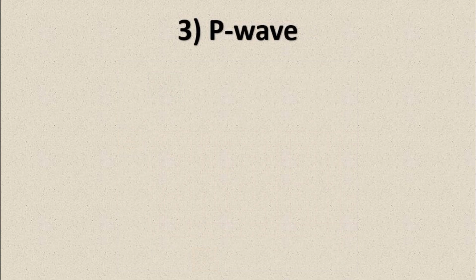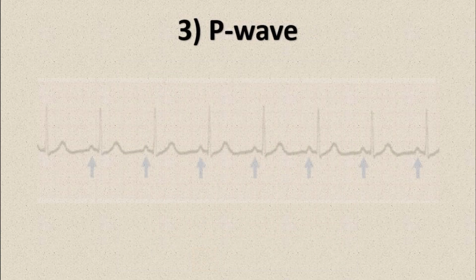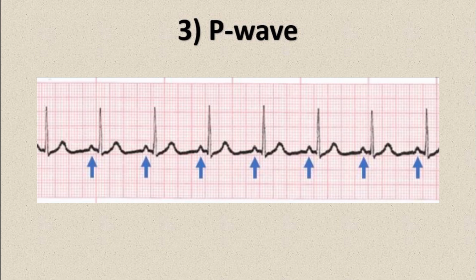The third step in rhythm identification is to find the P waves. The P wave represents atrial depolarization. Ask yourself, are P waves present? Is there a P wave before every QRS segment? Are they upright when we look at lead 2? If the answer is yes, then we know that the electrical impulse is most likely originating in the SA node.